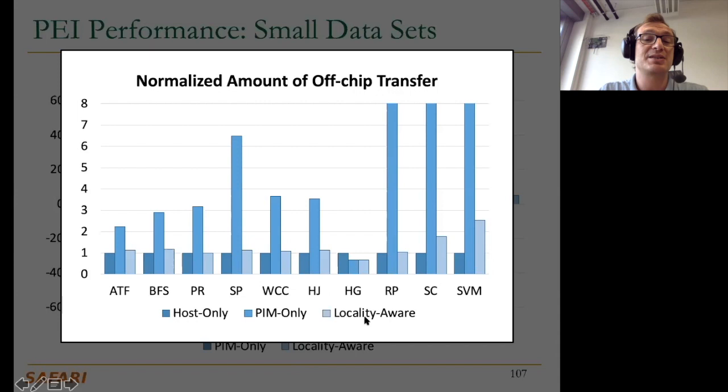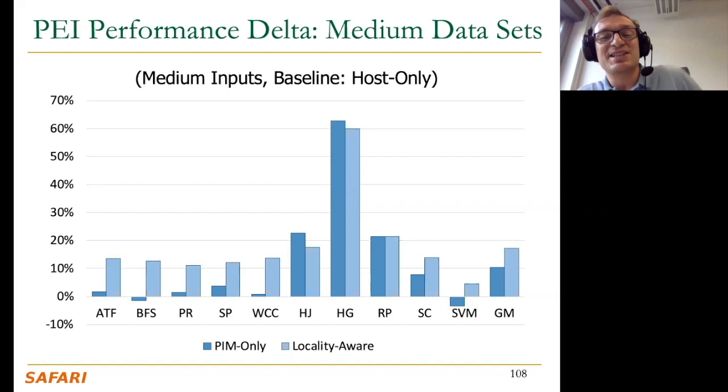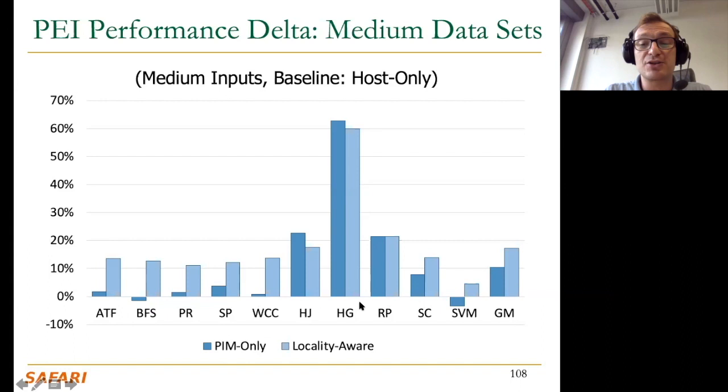Okay, and these are maybe the most interesting data sets because these are medium data sets. It's not clear whether you should execute these in processing in memory or in the caches. If you always execute things in processing in memory, you don't lose a lot of performance, as you can see. Overall, you gain. And sometimes you gain a lot. But if you're locality aware and make the decision dynamically, you gain even more, as you can see.